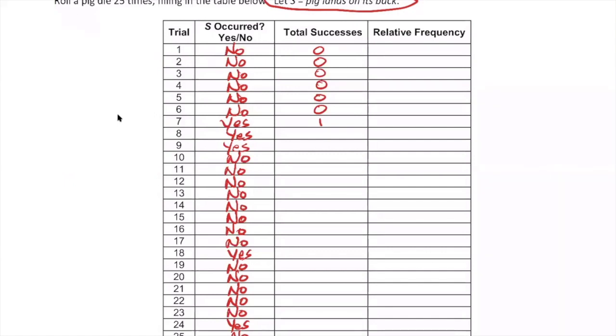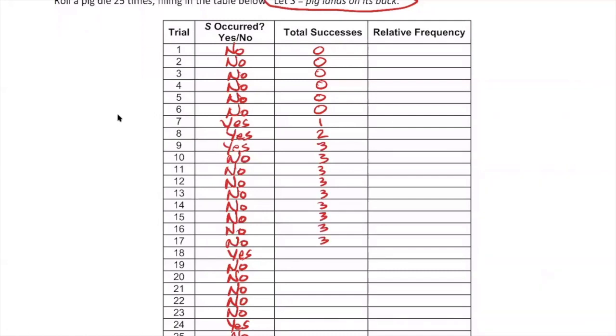I got another yes, so I increment. Now I have 2 successes. I get another yes, now I have 3 successes. And then the no's start coming again, so I'm still stuck at 3 successes for some time.